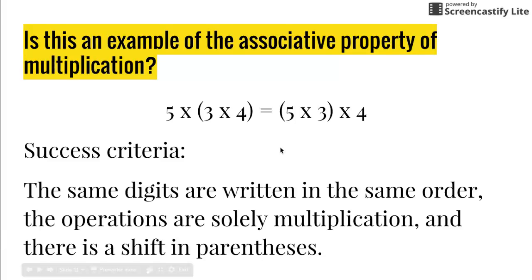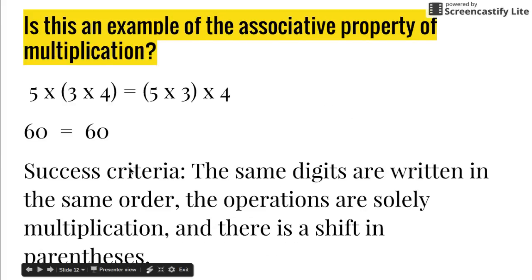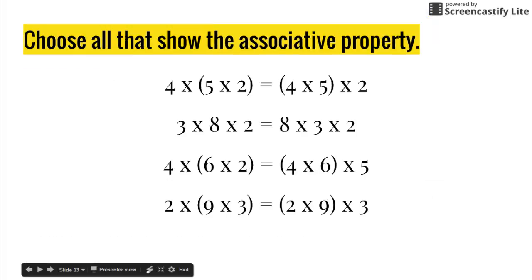So we checked our success criteria. Yes, we were able to say that the digits are written in the same sequential order. The operations are solely multiplication, and there is a shift in parentheses. And again, we proved it because we said, okay, this was 12 times 5, which was 60. This was 15 times 4, which was 60. And we were able to check off all of our success criteria. So let's look at these. Choose all that show the associative property.